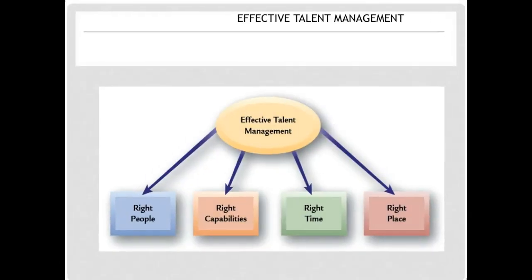Effective talent management is looking at making sure we have the right people with the right capabilities at the right time in the right place. So it's a fairly complex process of ensuring that people are where they need to be at the time they need to be when the organization needs them, and that it matches the employees' needs as well as the employer's needs.